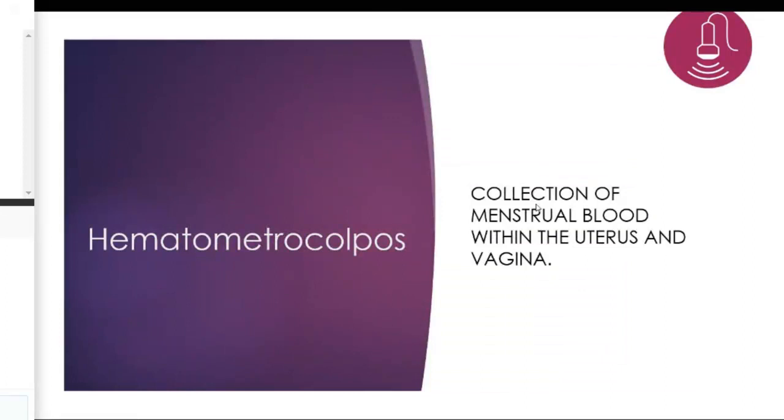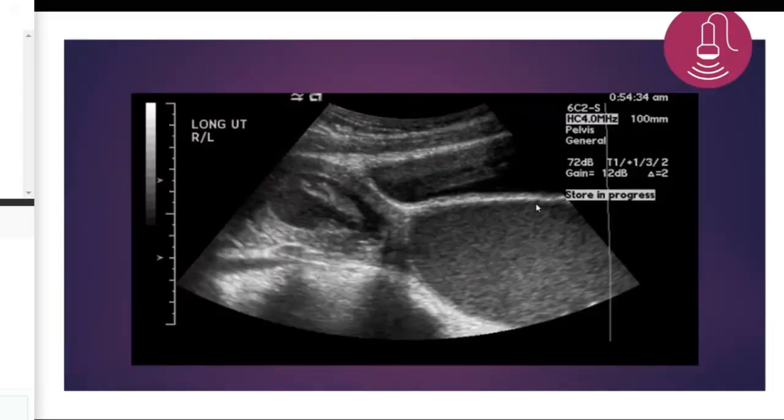So hematometrocolpos, so we just add them all together. So blood within the uterus and vagina. So this is a sagittal transabdominal image of the uterus. So we can see the uterine body here, and then extending out to the vagina.